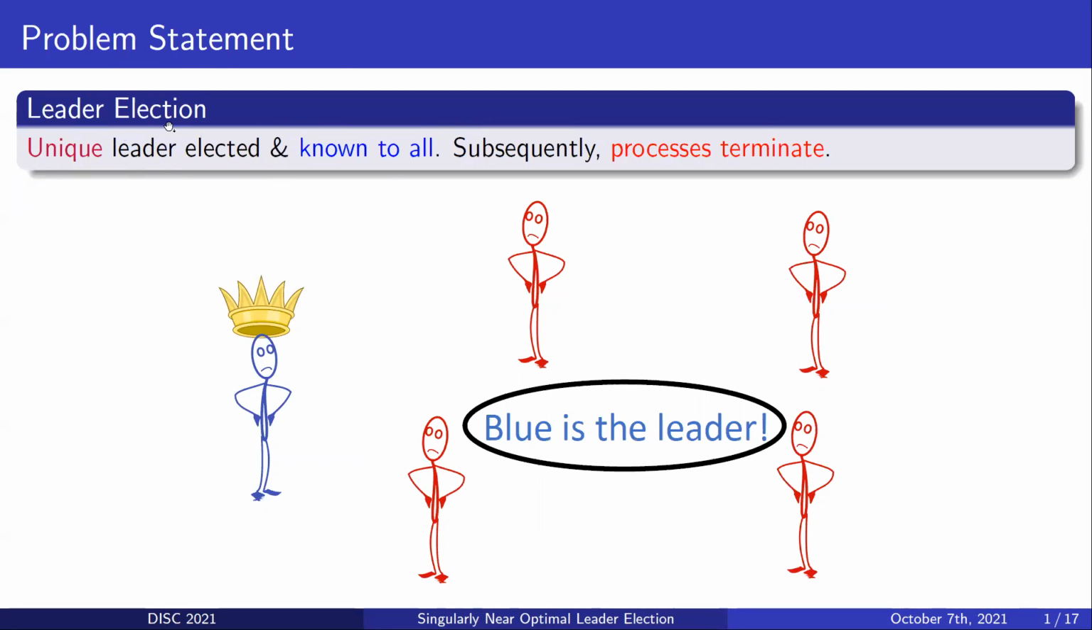So let's jump into this problem itself. What is leader election? What's a problem we're trying to solve? There are a bunch of nodes, and all of them want to participate in an algorithm to do the following. They want to elect a unique node that's recognized by all the other nodes. And subsequently, they all should terminate.